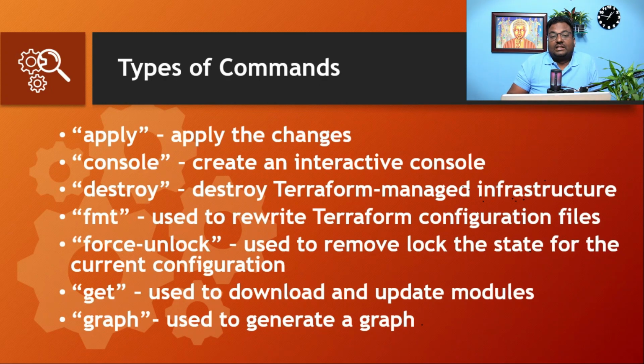Okay, so the next command is the fmt command, and the fmt command is used to rewrite Terraform configuration files to a canonical format and style. So basically the fmt command is just to rewrite the Terraform configuration file, my friend, in a canonical format, and this is just kind of a style, you can say. Okay, and the next command is, my friend, force-unlock, which is used to manually remove the lock on the state for the current configuration.